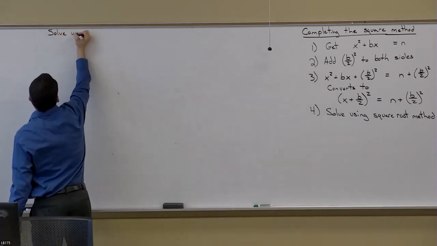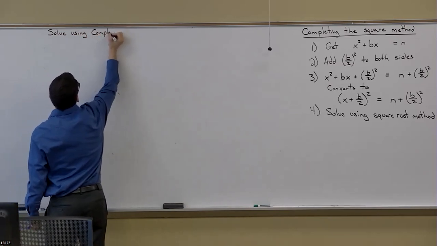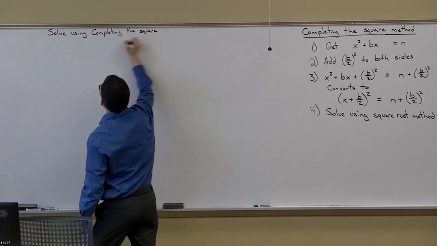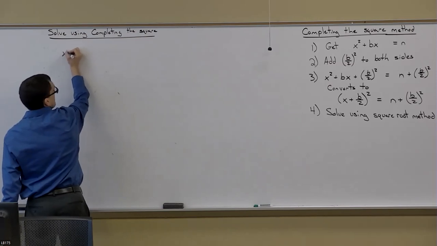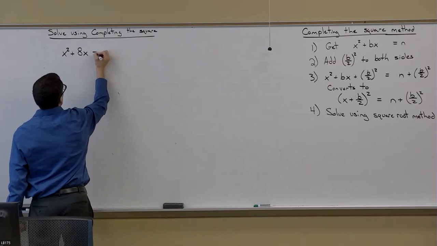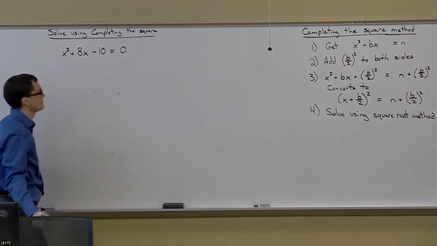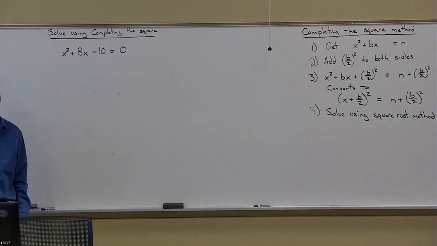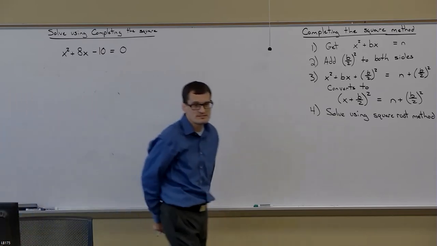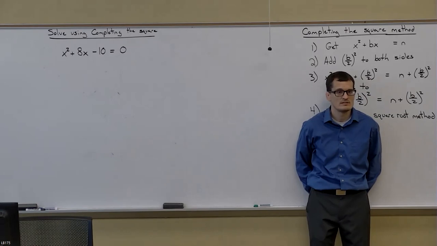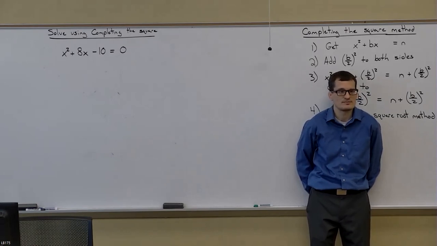So solve using completing the square. Let's say I have x squared plus 8x minus 10 is equal to 0. Now, if you try to factor this, there are no factors of negative 10 that add up to 8. So you can check that. There's no whole number. And that's probably what I'd try first, right? If it was already in this form, I'd probably try factoring if I could. So I try factoring, doesn't work.